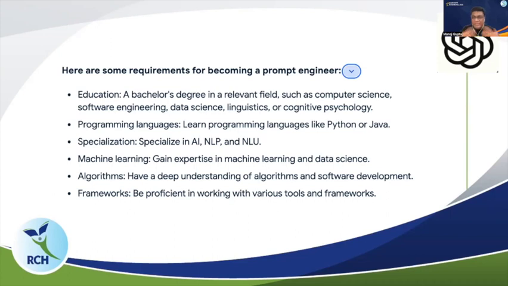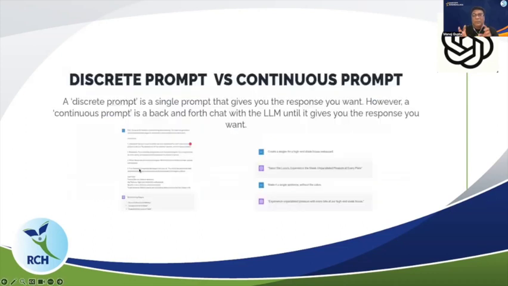All right, so just digest this part, that if you are moving ahead in your career and want to get into prompt engineering, this is what is important. Now let's understand what are the different types of prompt. Okay, there are basically two types of prompt. One is called discrete prompt and the second is continuous prompt.